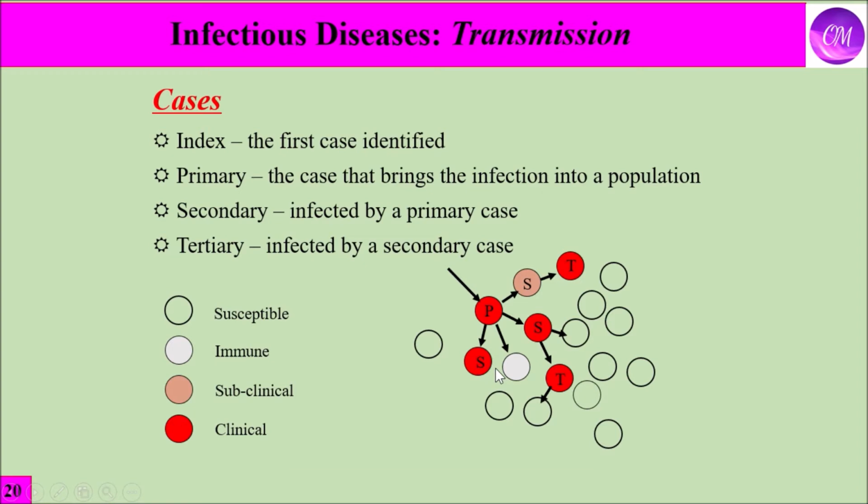The cases of infectious diseases. The index case is the first case identified. Primary is the case that brings the infection into a population. Secondary is infected by a primary case. And tertiary is infected by a secondary case.